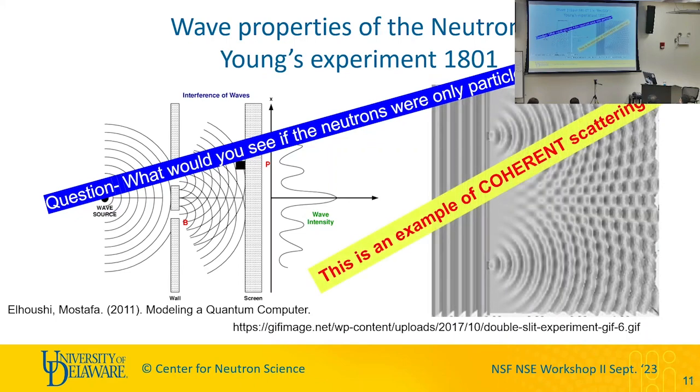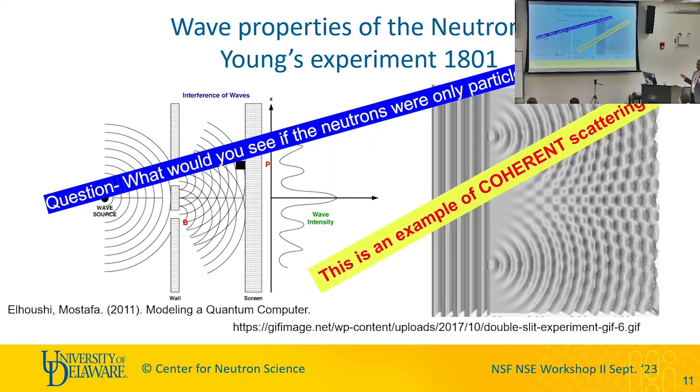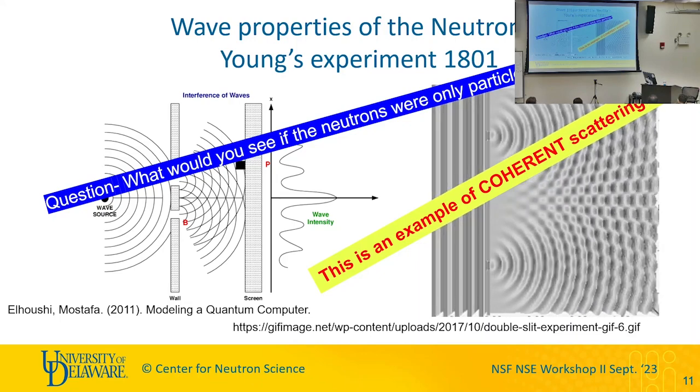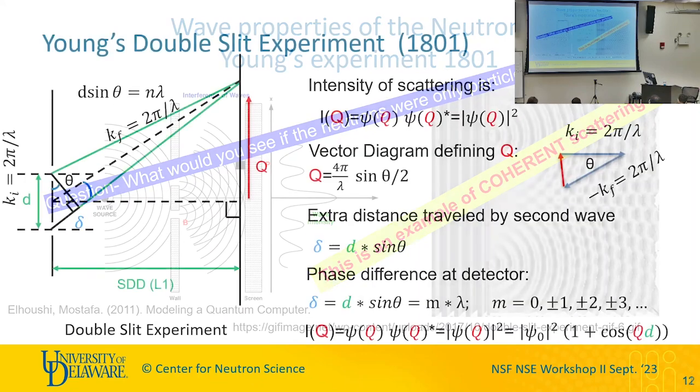So can we learn something? This is an example of coherent scattering. This interference pattern requires two scattering apertures, in this case slits, and an interference. Okay, what's this got to do with small angle neutron scattering? Well, we're getting there, building up our understanding.